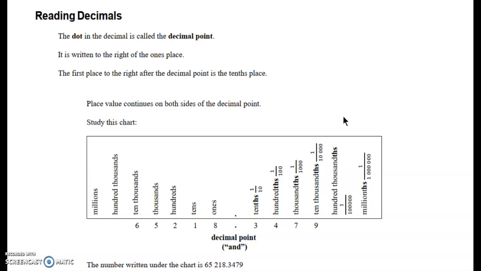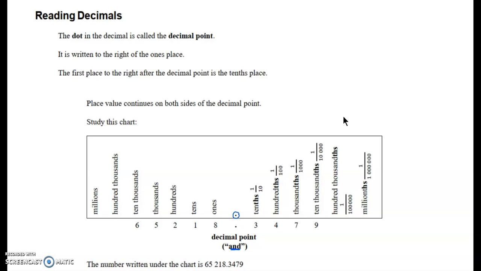What we've got in the center of this image here is a dot, and that dot is our decimal point. When we read numbers, the word "and" is supposed to signal the decimal. That's why we want to avoid reading numbers with the word "and" in them, other than when we have a decimal point. And when we look at the right-hand side past the decimal point, these are our decimal place values.